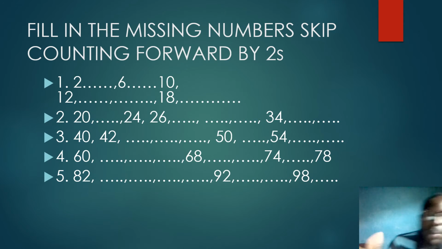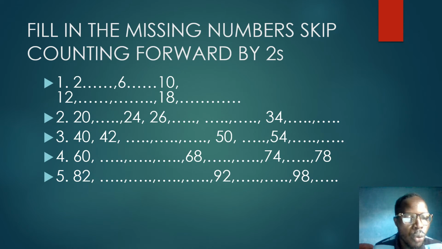It says fill in the missing number, skip counting forward by 2. So we have 2, blank, 6, blank, 10, 12, blank, blank, and 18, and blank. In this case we have 2, so you have to add 2 to the 2 that you have there. So 2 plus 2 is 4. So here you can see that the first answer will be 4.